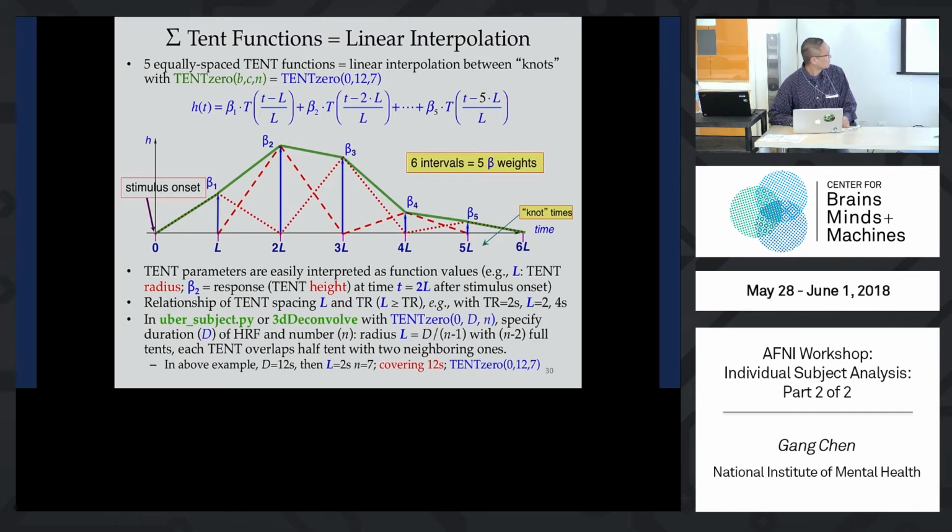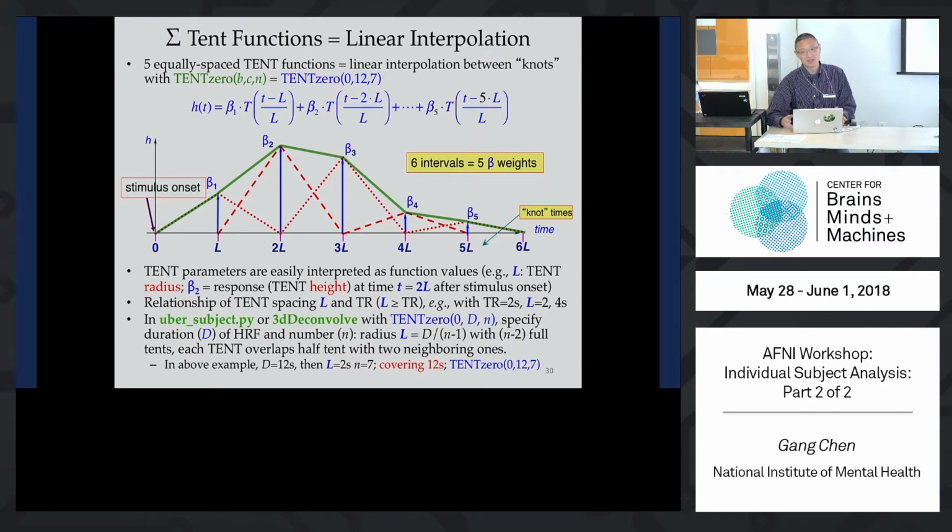Each of them we put at some specific time location. Each tent has a unit height, so it's like a ruler put at those time point locations. With those unit rulers, we depend on the data points at those time locations, so we estimate the hemodynamic response.